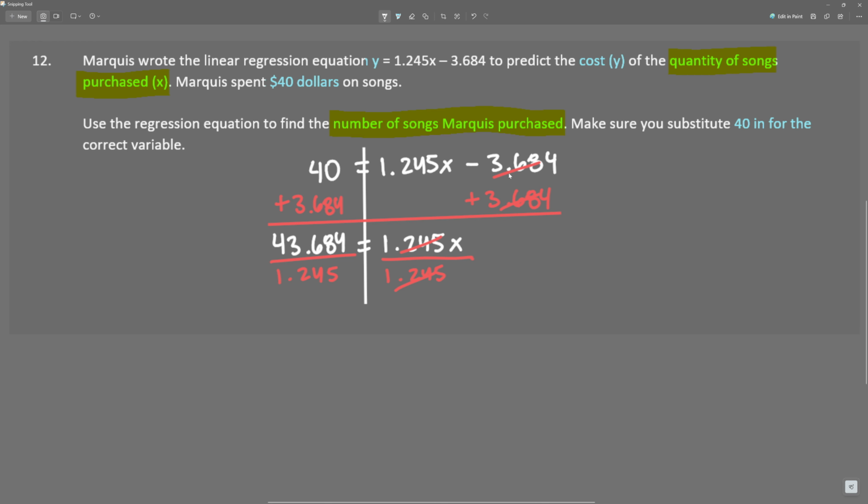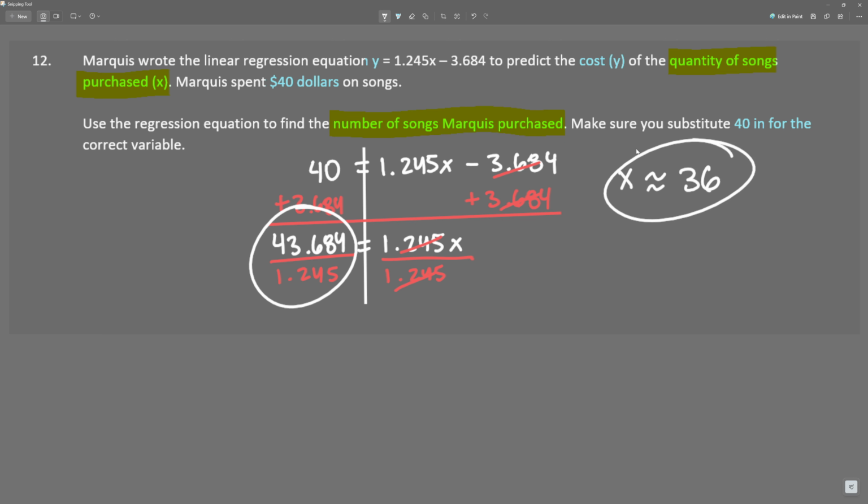And so I added 3.684 to both sides to get rid of this guy. I was left with 1.245 times x. So I divided both sides by that 1.245, and since I've done this problem many times, I actually get that when I do 43.684 divided by 1.245, x is approximately 36.